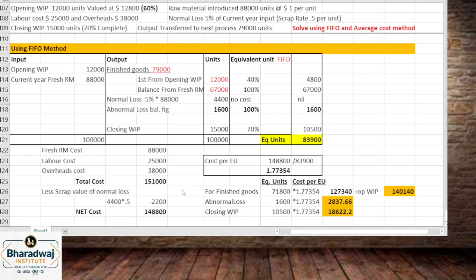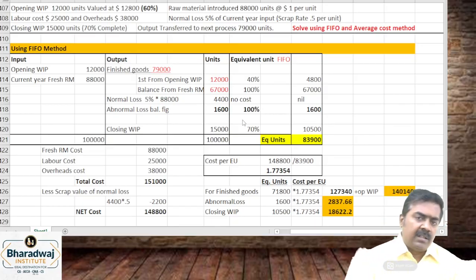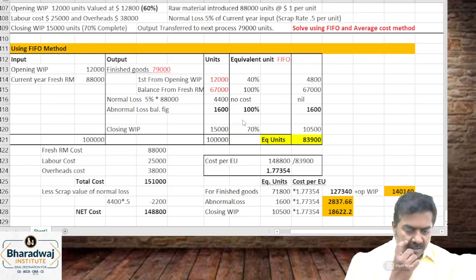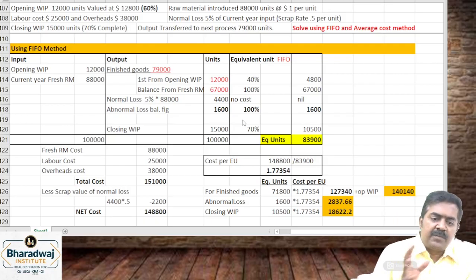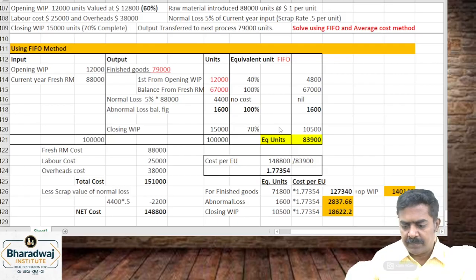Please try to work out under which method? Average cost method. You try. Last question style here. Finished goods you don't classify. Just take 79,000. Then with current year cost you take which one? Opening WIP value. That is the difference between FIFO method and average cost method. Try.